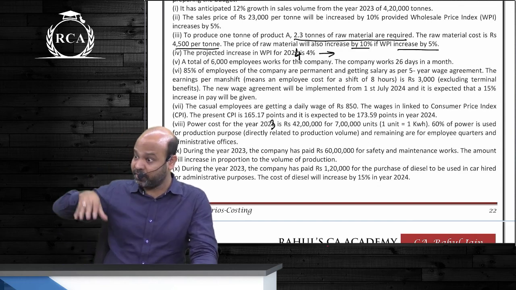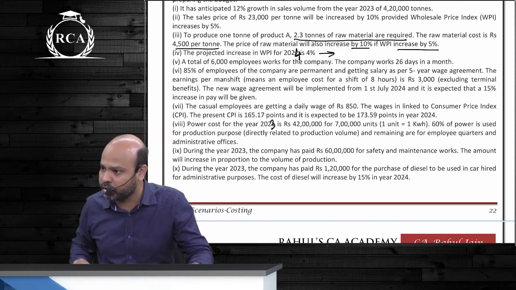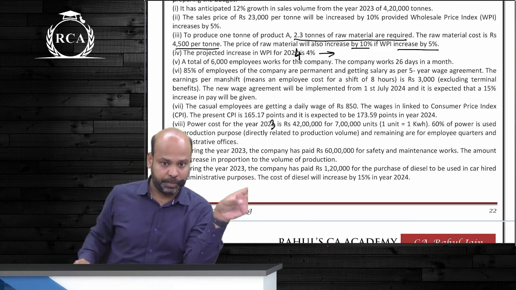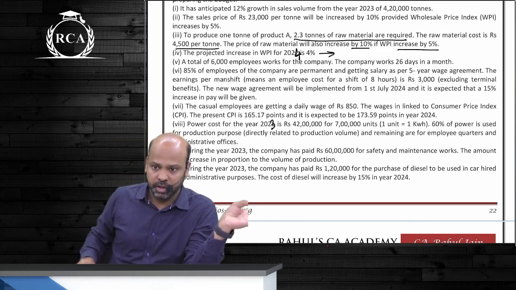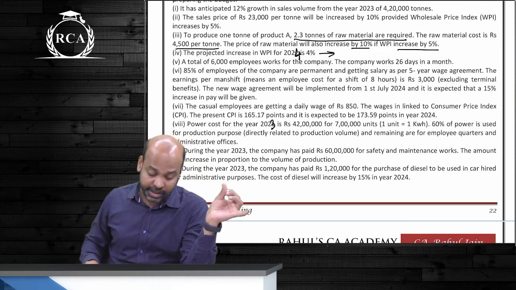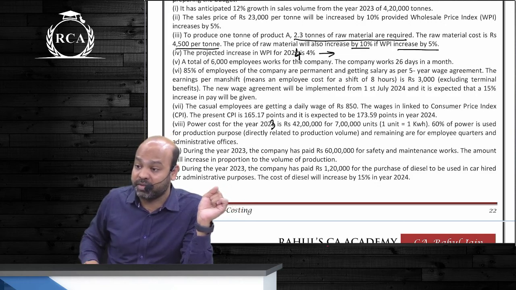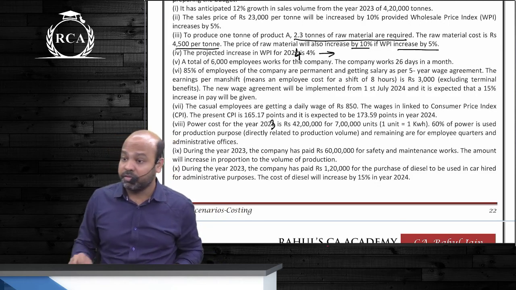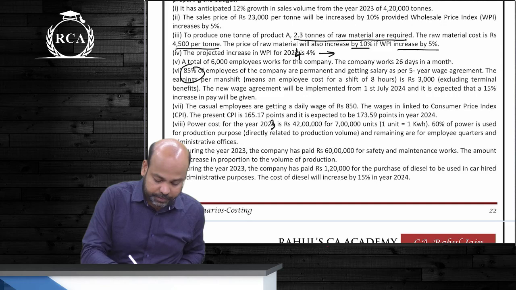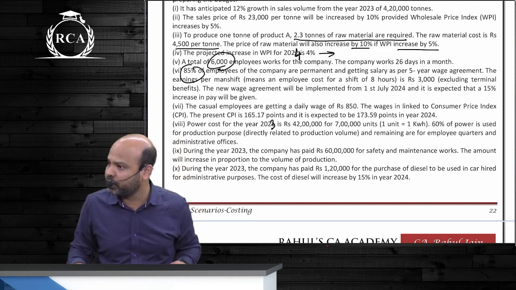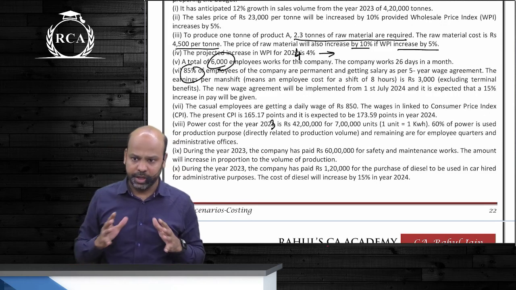Current year that we are preparing a budget for is 2024. 2024 में for 6 months it is as per the old pay, that is 3,000 rupees per man shift. For the remaining 6 months it should be as per the new pay, which is after an increase of 15%, 3,450 rupees per man shift. This is for 85% of employees. 6,000 employees में से how many are permanent employees? 85%. Are you getting this point, guys?